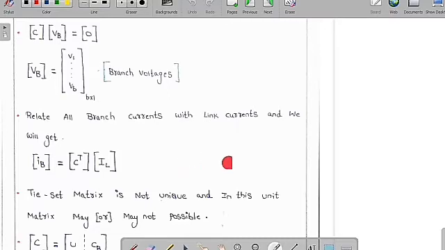It is like KCL. Then you can write those equations in terms of matrices, which is IB is equal to C transpose into IL. Therefore, the relation is branch currents equal to C transpose into link currents. By this you are going to get the KCL for each and every node.